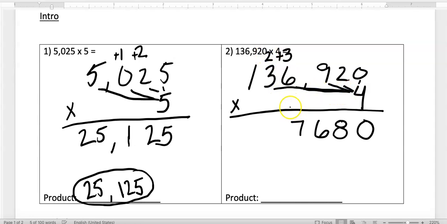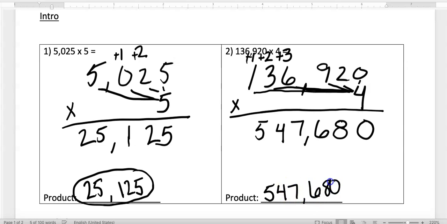4 times 3 gives me 12. Plus these 2 at the top is going to give me 14. My 4 goes at the bottom. My 1 is regrouped. Coming all the way over. 4 times 1 is going to give me 4. Plus 1 gives me 5. Don't forget your comma. My comma was right here. I should bring that right down. Counting 3. 1, 2, 3. Adding my comma, separating the hundreds and the thousands. My answer is 5,407,680.